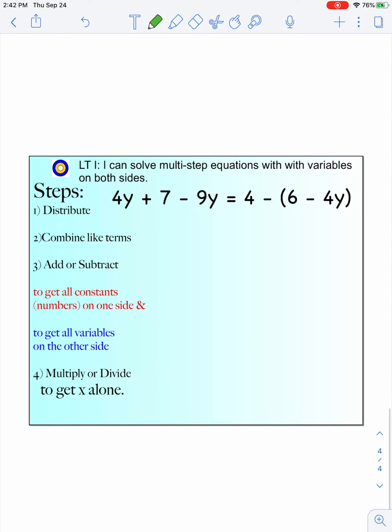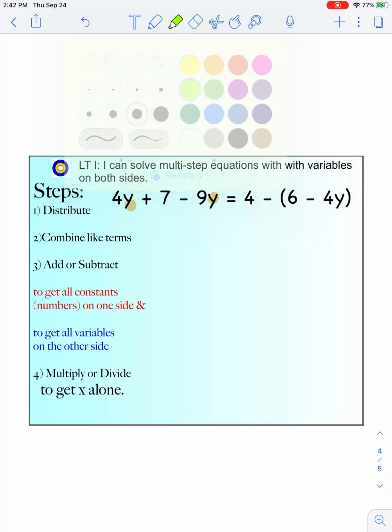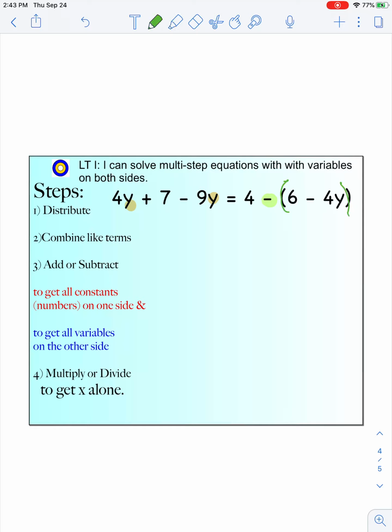Okay, now we have something more complicated, even more so because we have variables on each side, and this is really tricky right here, this subtracting. You're subtracting this whole parenthesis. That's tricky, okay? You also have some things to combine on each side before you start moving things around.